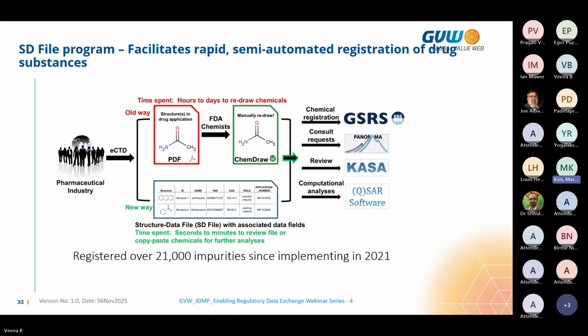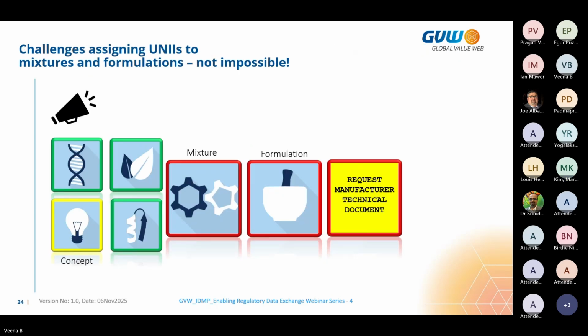And since 2021, we have registered over 21,000 impurities. These are unique impurities. Next. So Siba just put in the chat, it's now 28,000.